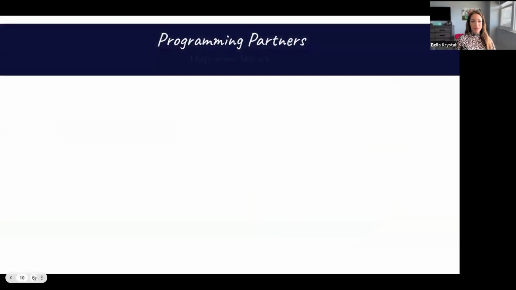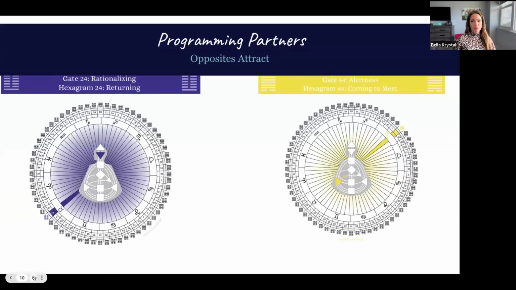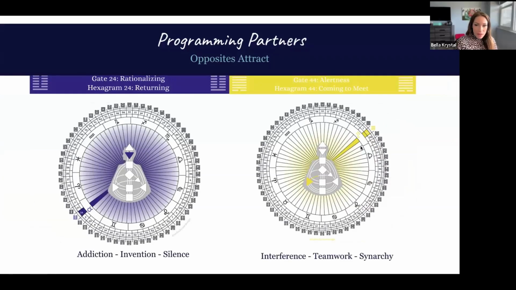And then here we have the programming partners. On the other side of the wheel from Taurus, we're going to have Scorpio. And we have gate 44. So if you have gate 24 in your activation sequence or incarnation cross, you're also going to have the 44, because the activation sequence is made up by 2 pairs of programming partners. And the same thing, if you have the 24 in your nodes in Human Design, you're also going to have the 44.